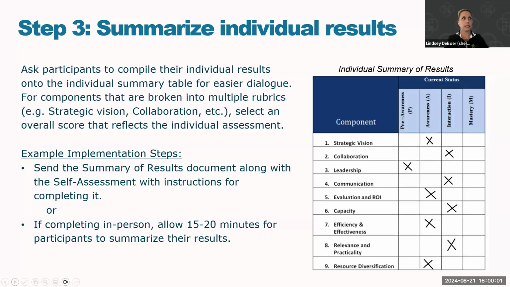For the third step, you would ask the individuals to fill out that individual summary of results document, where they would compile their individual results and document what they voted each component under. You can see the image here where the 9 components are in the first column, and then there's a checkbox for where the person voted or ranked each one. Again, this could be done in advance of a meeting, or you could set aside some time during the meeting to ask the council members to complete this.